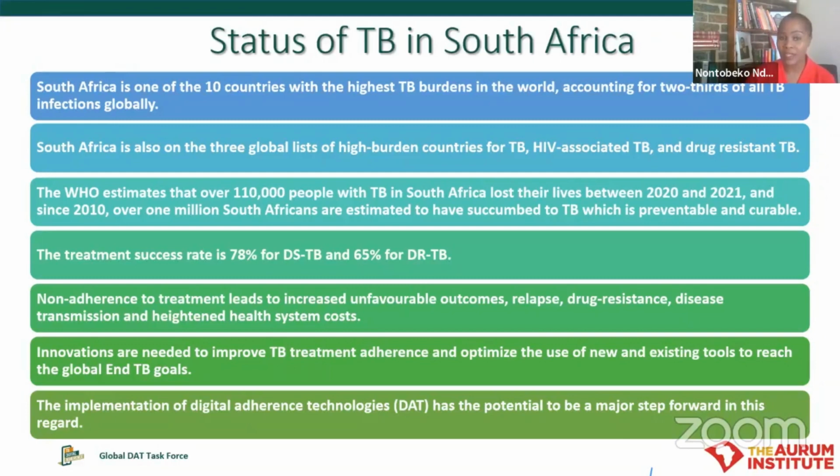The treatment success rate is still low in South Africa, with it being 78% for drug-sensitive TB and 65% for drug-resistant TB. So that is still below the 90% target. And we know that the main contributor to these treatment failures is non-adherence to treatment, which leads to increased unfavorable outcomes, relapses, drug resistance, disease transmission, and also heightened health systems costs.